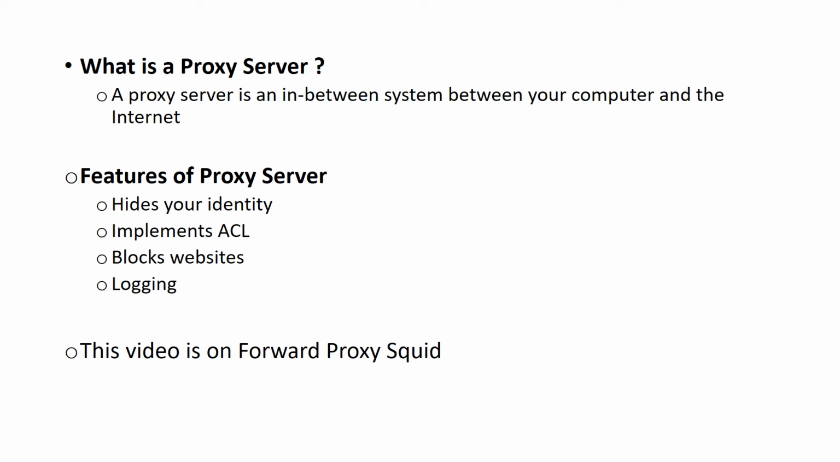A proxy server can be used to block or deny access to websites, such as idle websites that may be in the blacklist. Logs on proxy servers will tell you which websites you access during office time. So if you access the internet from a proxy, your activities may be logged. So be careful, guys. This video is on a forward proxy server called Squid.